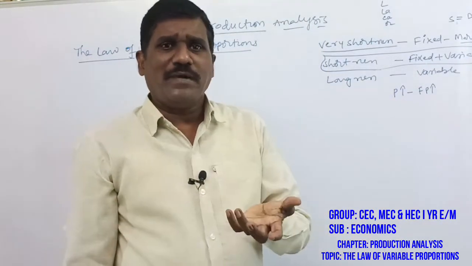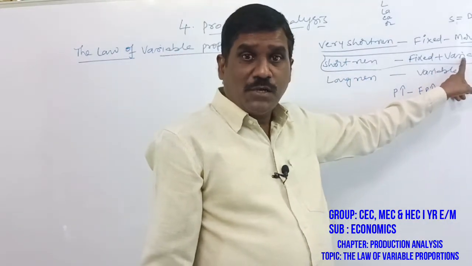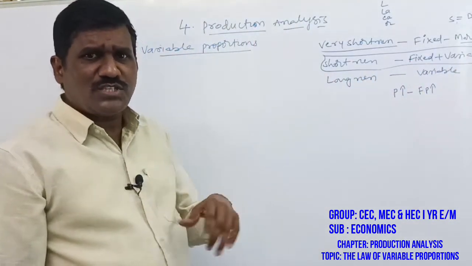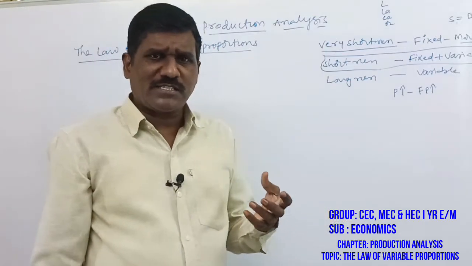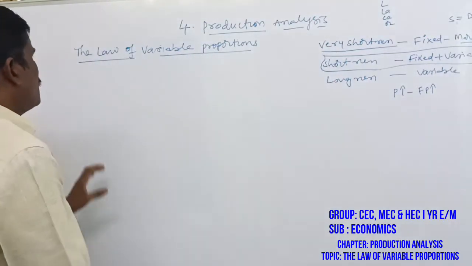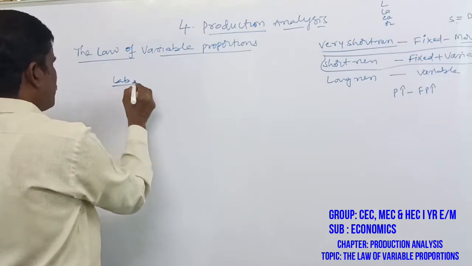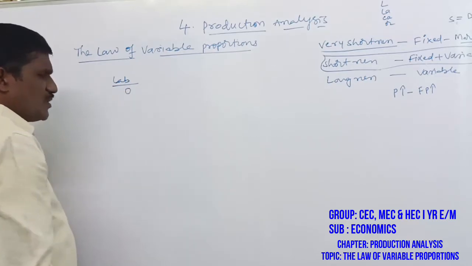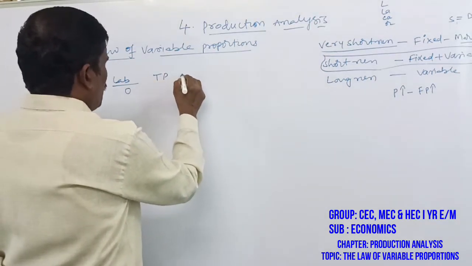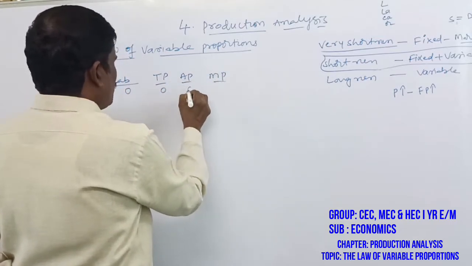So the producer's aim is to increase the production by using the variable factors. Variable factors means the variable proportions. The organizer is ready to change the variable factors. Which are called variable factors? The factors which are possible to change according to the production. Let me analyze it. For example, labor: zero labor, no labor, then no total production, no average production, and no marginal production. 0, 0, 0.